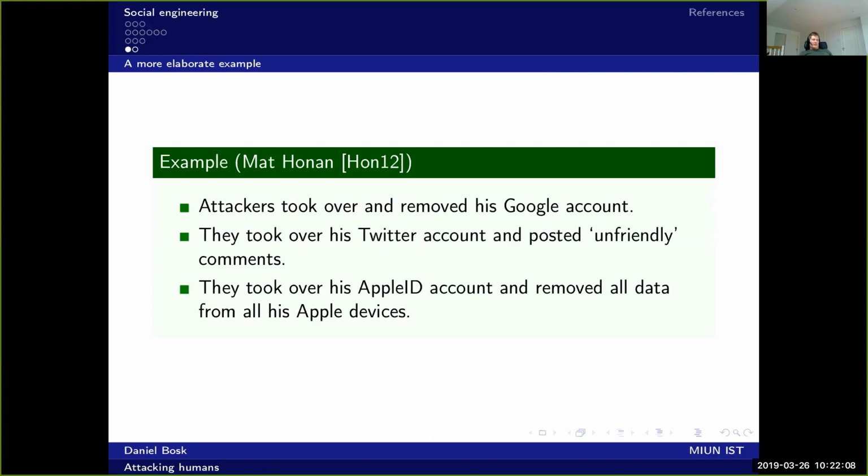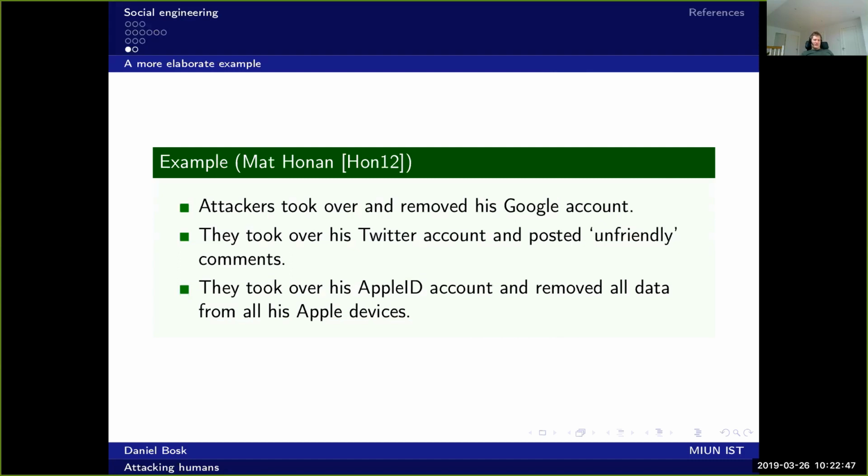So we'll wrap up with a final example, which is more elaborate. This was in 2012, and it was Matt Honan, writer for the magazine Wired. So it's a technical journalist for Wired. And he had a personal incident, and he wrote one article about it, and someone else wrote some other article about it too. Basically, what happened was that attackers took over and removed his Google account.